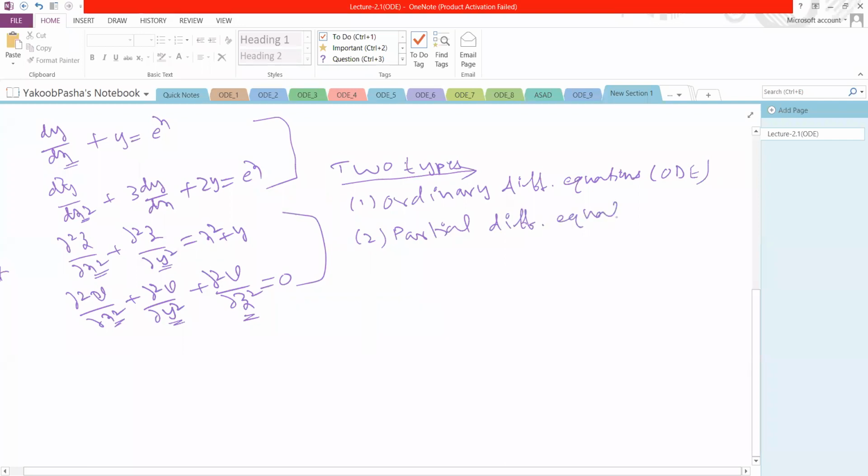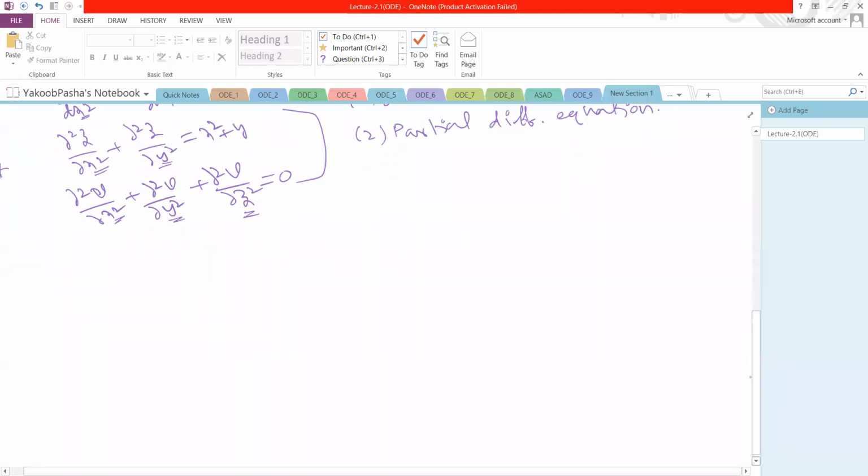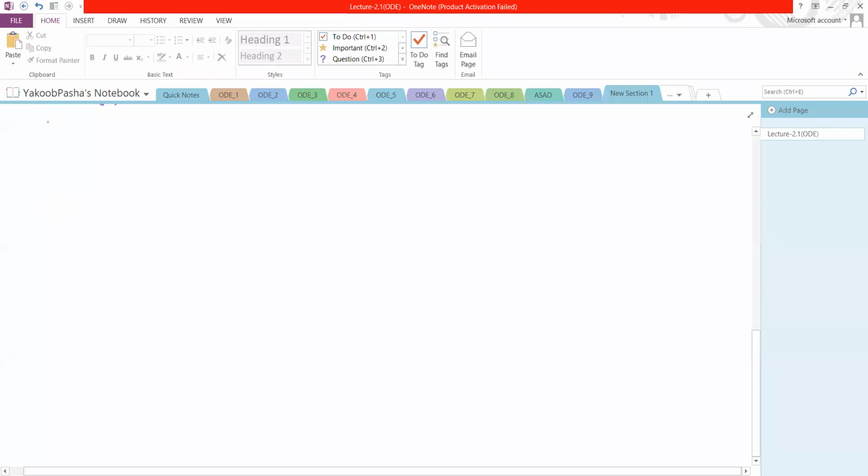Now we see the definition of ordinary differential equation, simply we can write it as ODE. So a differential equation which involves a single independent variable, such type of differential equation is called ordinary differential equation. Single independent variable means only one independent variable.